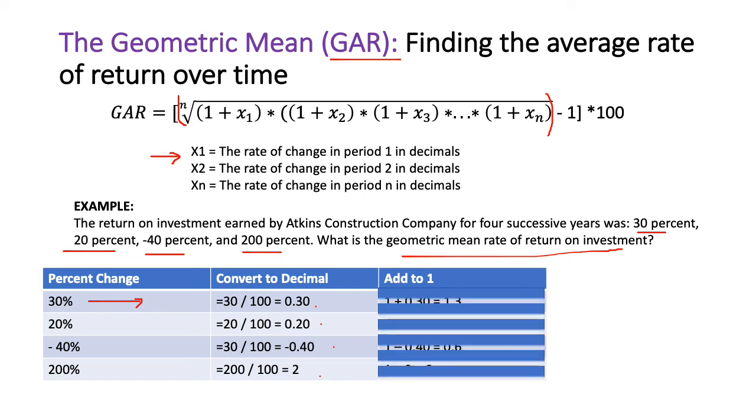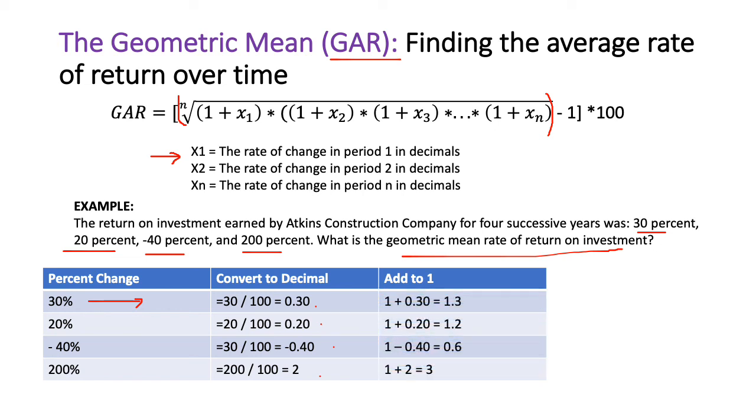Now we add each to 1, and this becomes a rate of growth. So we have 1 plus 0.3, which is 1.3, 1 plus 0.2, which is 1.2. Here we have a negative, a reduction, so we do 1 minus 0.4, which is 0.6, and then finally 1 plus 2 is 3.